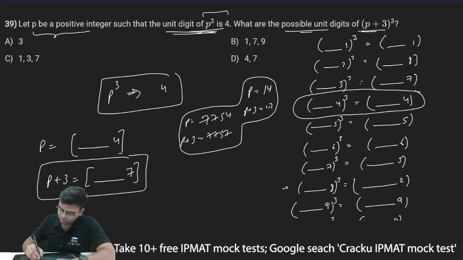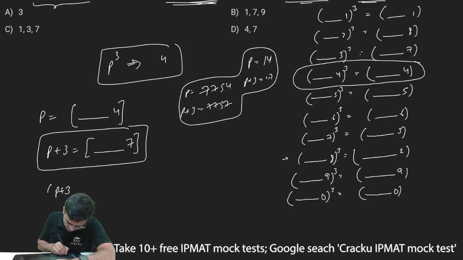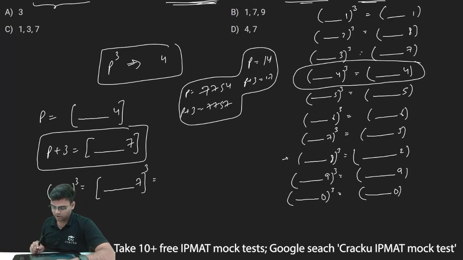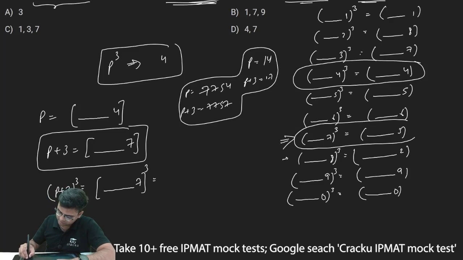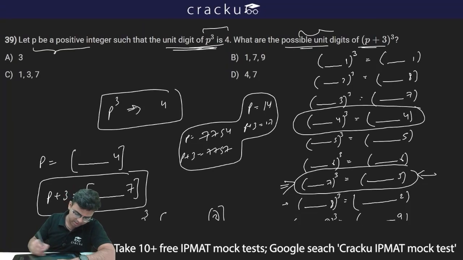Now we have to find out the possible unit digits of (p plus 3) whole cube. So (p plus 3) whole cube will be a number whose unit digit is 7, whole cube. For any number whose unit digit is 7, the whole cube will always give me a resultant number with unit digit 3. So the resultant number will be some number whose unit digit is 3, and therefore I can say (p plus 3) whole cube unit digit will be 3, and therefore only option A is the correct answer.